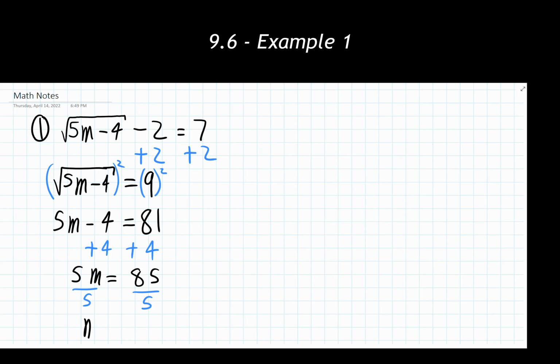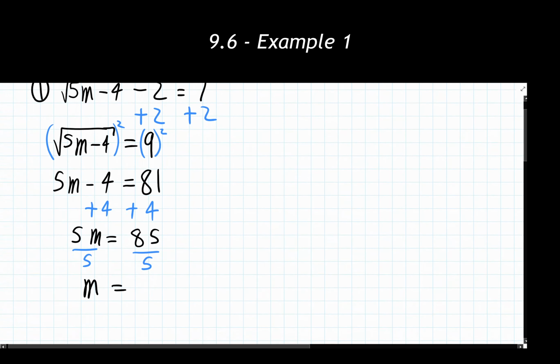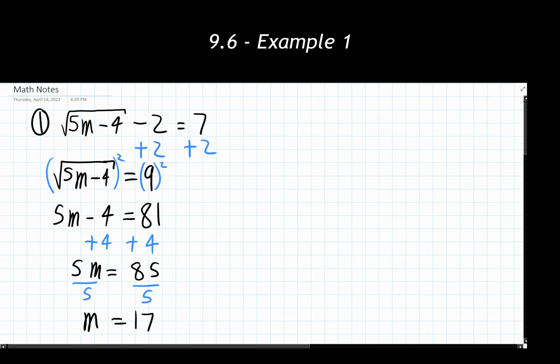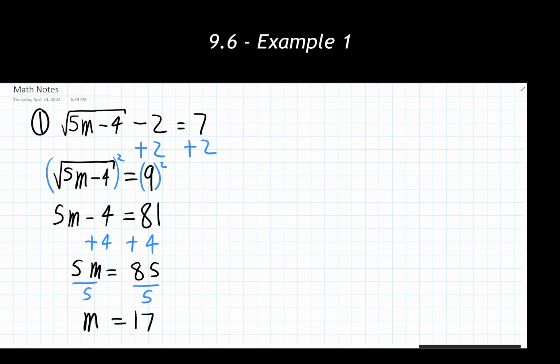On the left side, I'm getting m. On the other side, 85 divided by 5 is going to give me 17. If you need to use a calculator for some of these larger computations, you're welcome to do that. Some of the numbers can get a little gross, so do that if necessary. So we now have a potential answer of m equals 17.